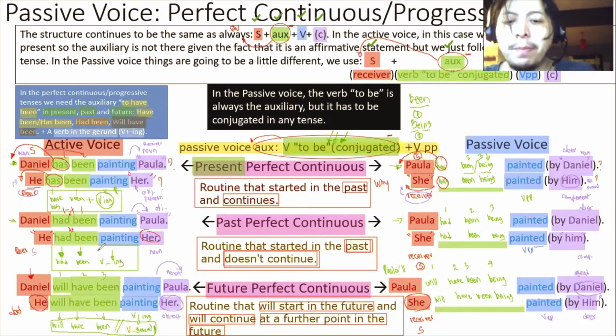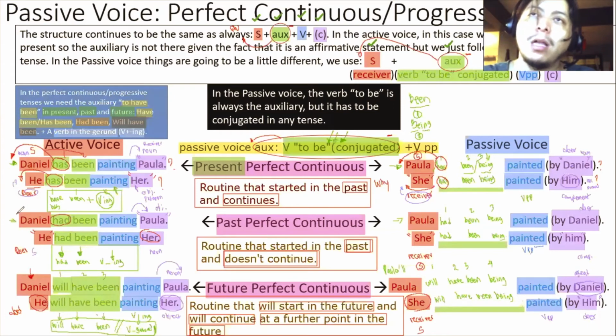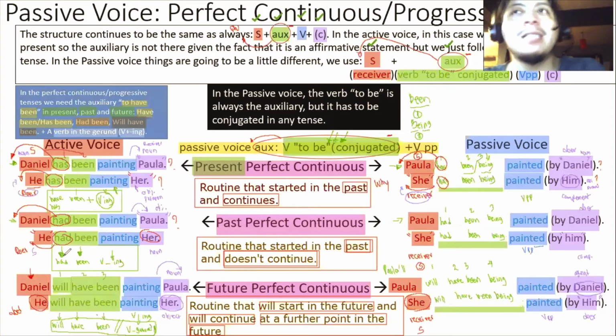¿Qué pasa si lo queremos hacer pregunta? Otra vez tenemos dos partes. Solo la primera cambia su lugar con el sujeto. Had Daniel been painting Paula? Yes, he had, or no, he hadn't. Had he been painting her? ¿Había él estado pintándola? Sí, sí lo había hecho. Yes, he had, or no, he hadn't.